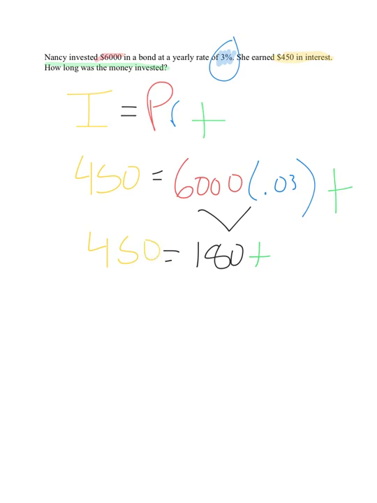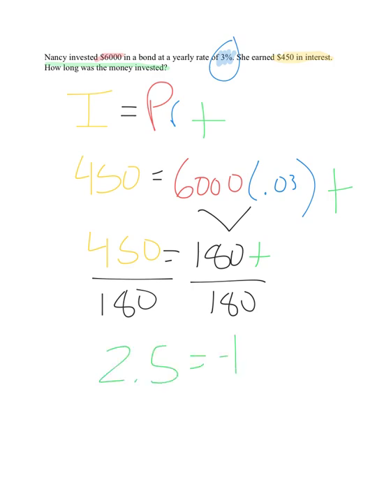Now, in order to solve for T, we have to divide each side by 180. So to get T alone, we're going to do the inverse operation of multiplication and divide each side by 180. When we do that, we are left with 2.5 equals T.